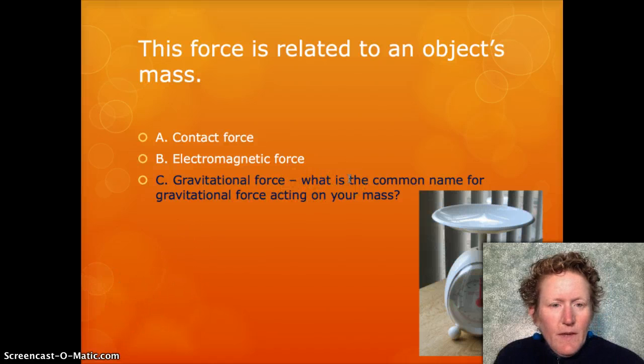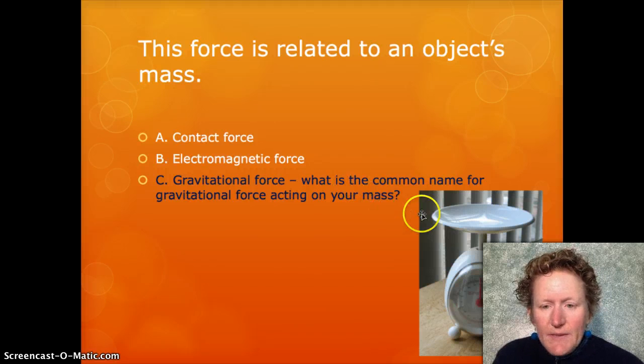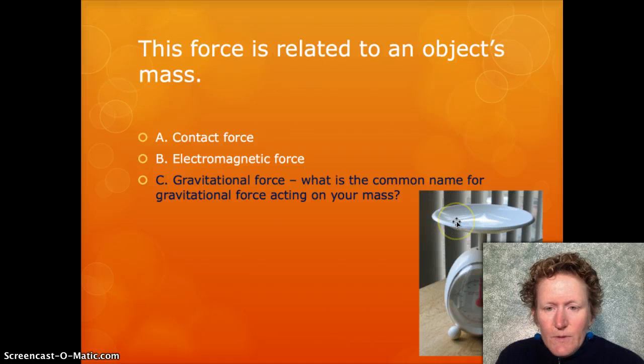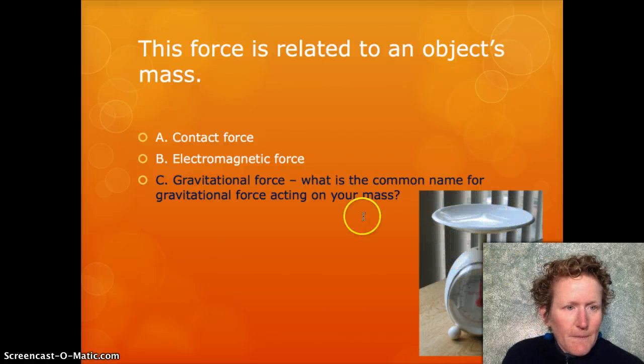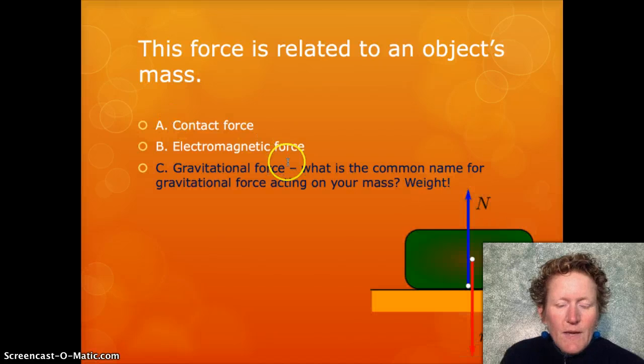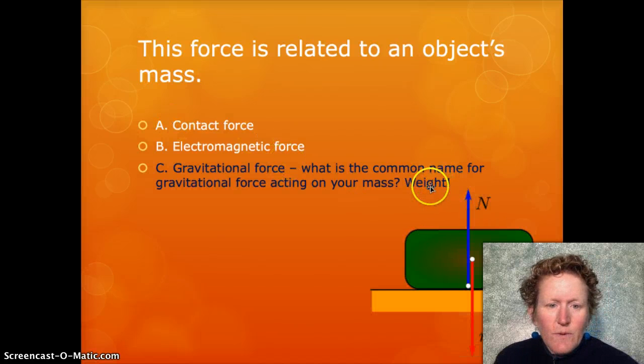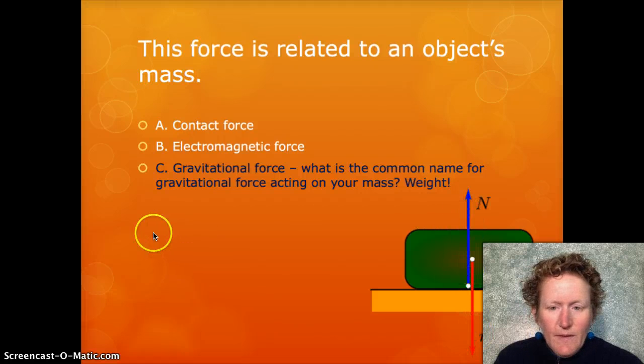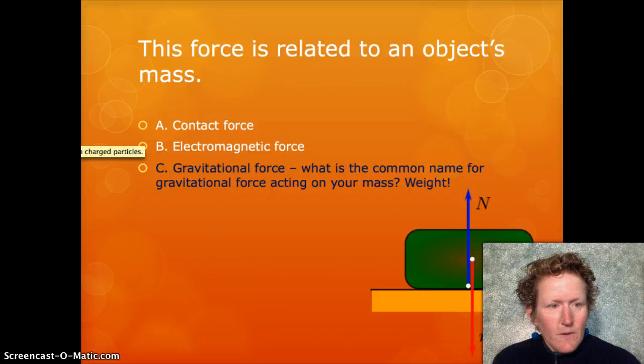Gravitational force acts on your mass. The common name we use for gravitational force acting on your mass, that measurement, is what we're going to do a lab on in Unit 3, but you probably might measure the gravitational force acting on your mass in the morning on one of these things. If you guess that that's your weight, that gravitational force acting on your mass is weight, you're correct. You're pressing down, or gravity is pulling you down to the earth, and the earth is pushing back up with an equal force. That is, if you're not in quicksand or soft snow.